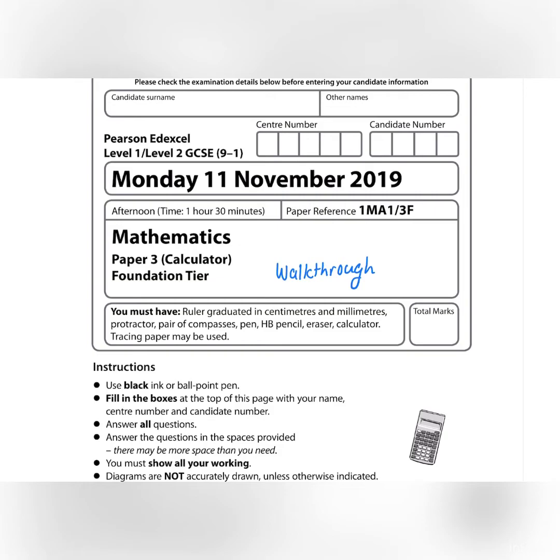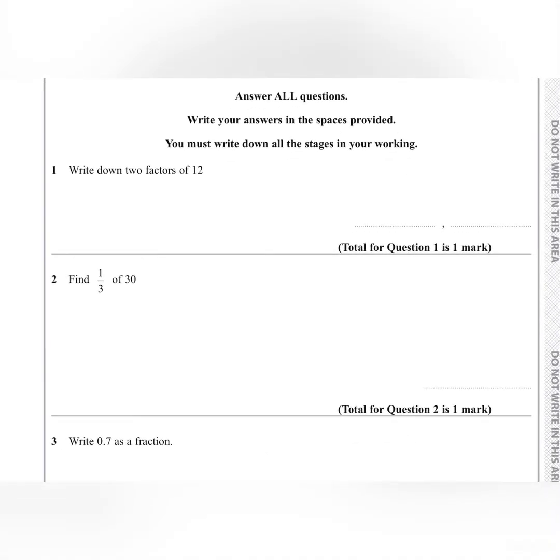Okay, so going straight to question number 1, it says write down two factors of 12. So any numbers that divide into 12, for example, 1 times 12 is 12, 2 times by 6 or 3 times by 4. So any of these two factors, I'm just going to choose 3 and 4.